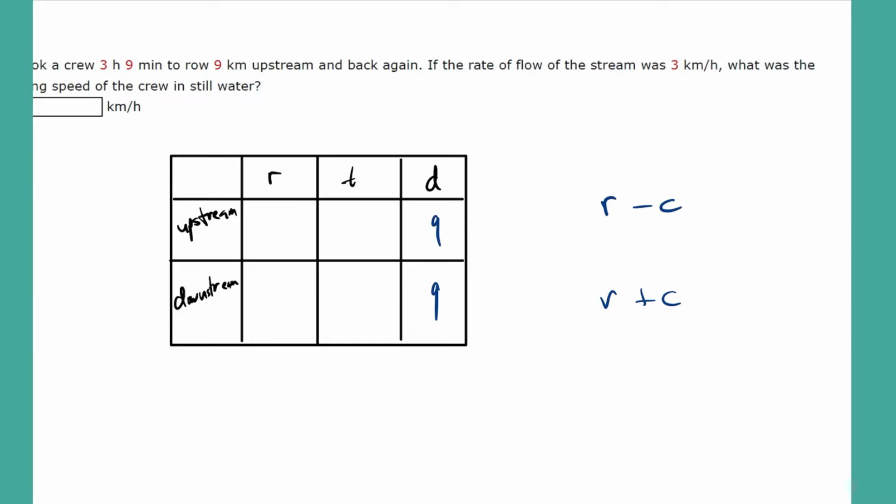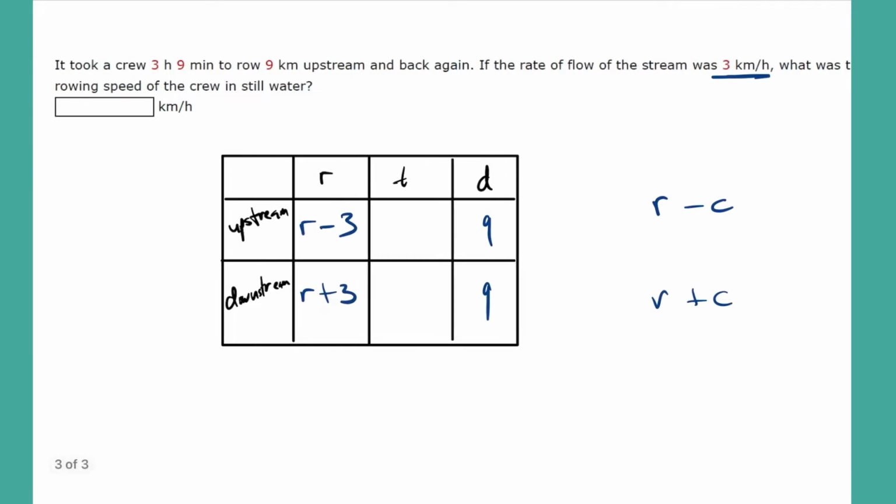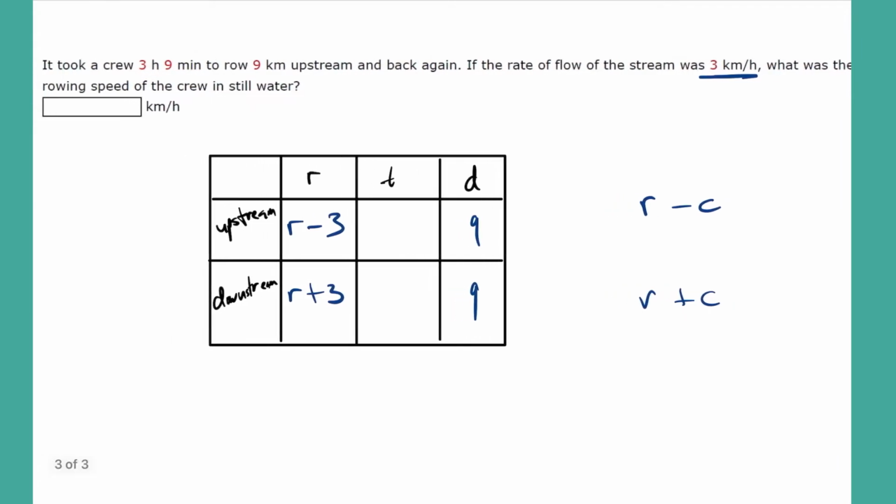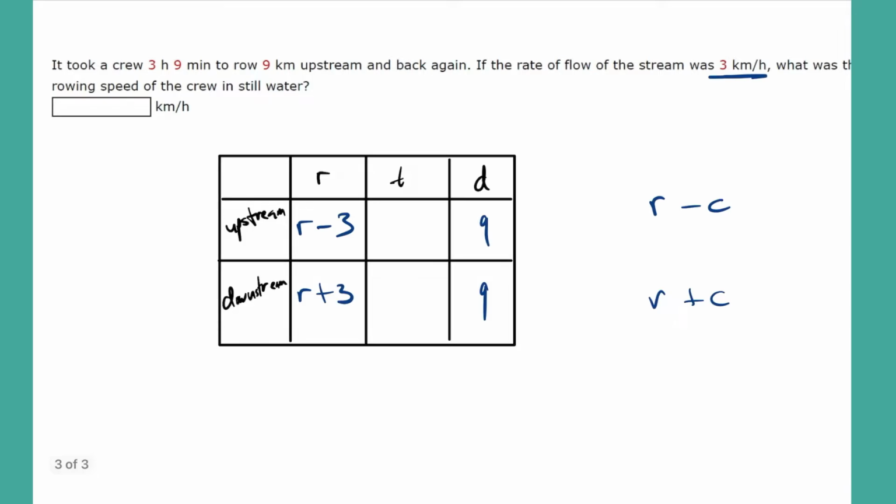So let's see. The rate is unknown, but the speed of the current is known. So it's going to be r minus 3 for this one and r plus 3 for that one. For the time, it tells us that it took 3 hours and 9 minutes to row upstream and back again. All right, so up and back, that's going to be a total of, let's see if we can figure this out. Well, we know that rate times time is equal to distance.